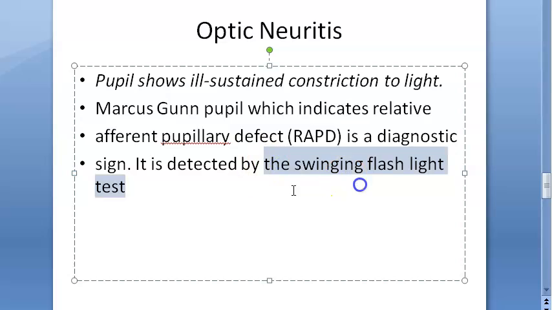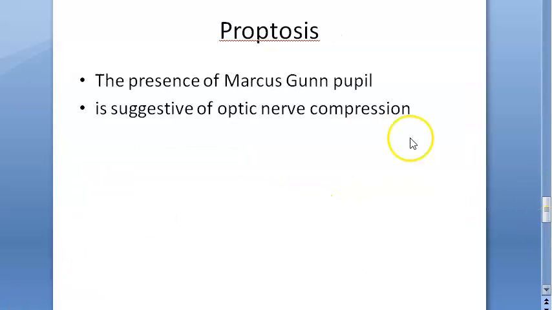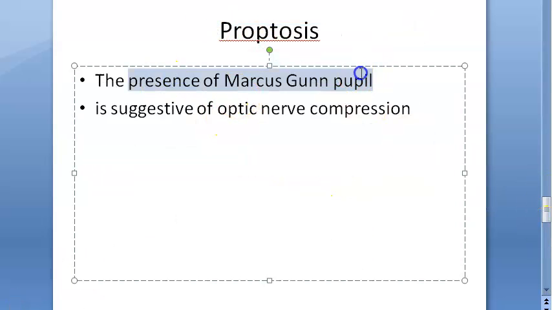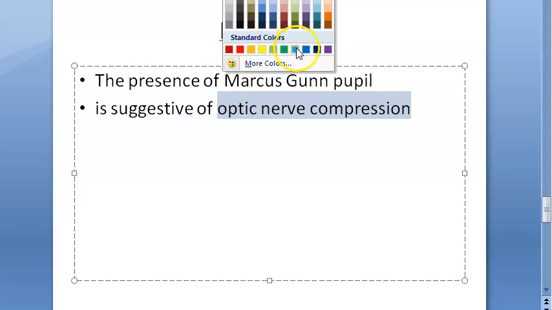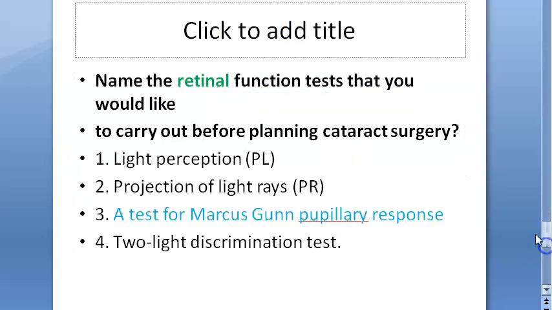How will you detect it? Swinging flashlight test. In proptosis, if there is Marcus Gunn pupil, it can suggest that the optic nerve has got compressed. Okay, another optic nerve condition.